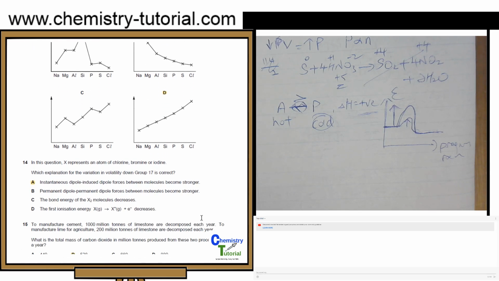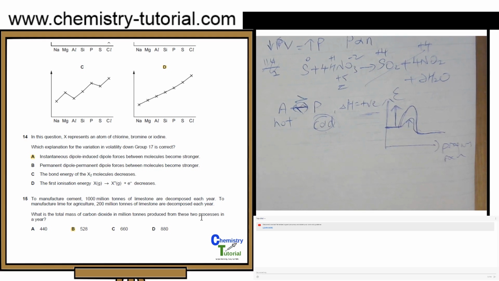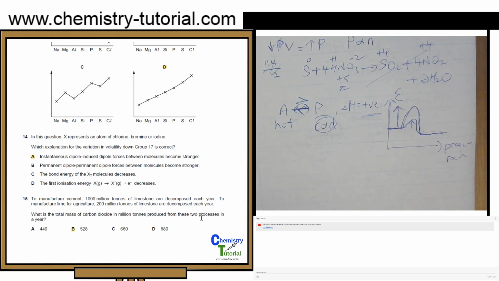For question 14, in this question, X represents an atom of chlorine, bromine, or iodine. Which explanation for the variation in volatility down group 17 is correct? Now, as you go down the group, the melting and boiling point actually increases from chlorine to iodine. Bear in mind that these halogens adopt simple molecular structure.